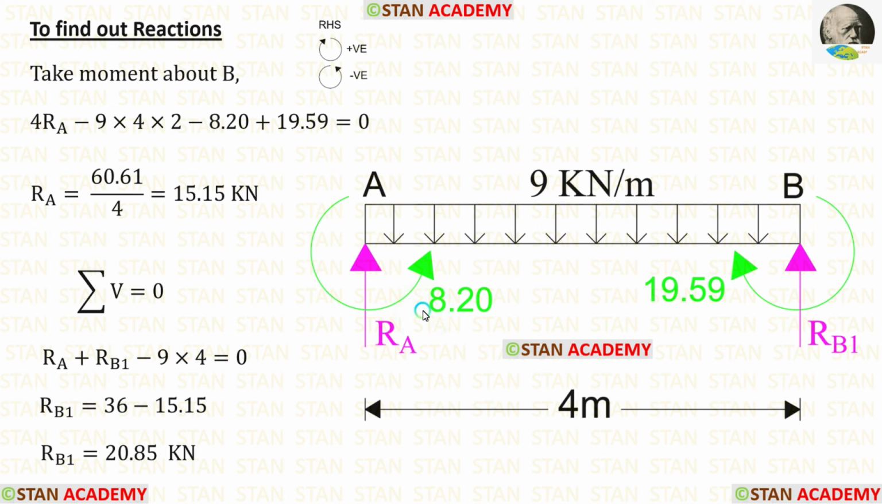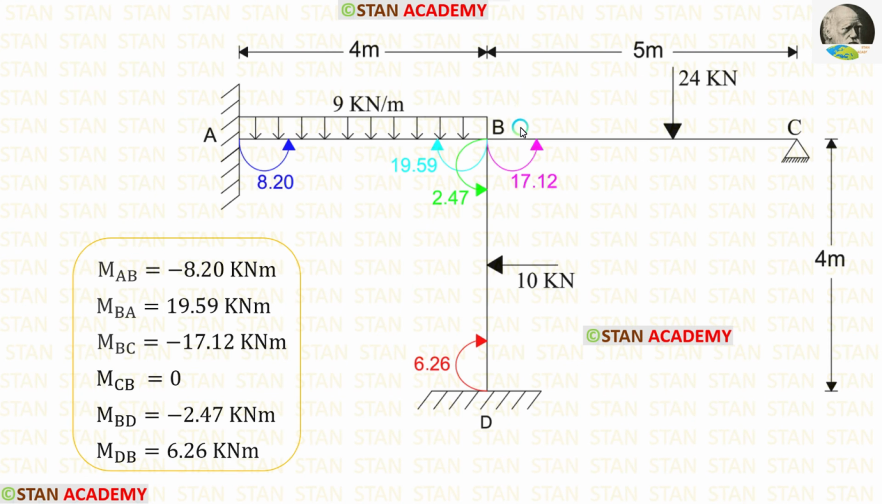Then we have two moments. The 8.2 moment is acting in the anti-clockwise direction, so it will be negative. The 19.59 moment is acting in the clockwise direction, so it will be positive. Finally, for RA, we are getting 15.15 kilonewton. Then we can apply the rule sigma V is 0 and find out RB1.